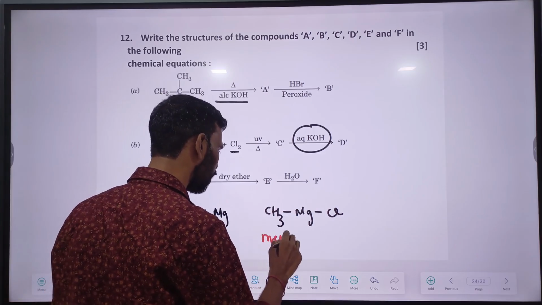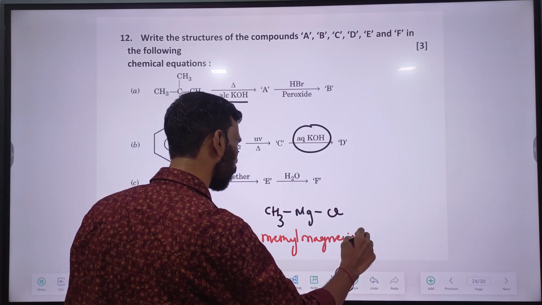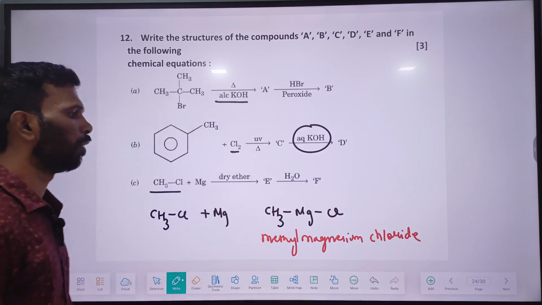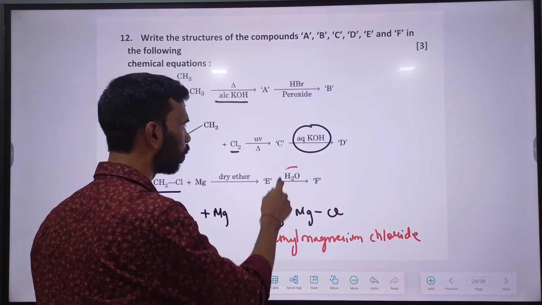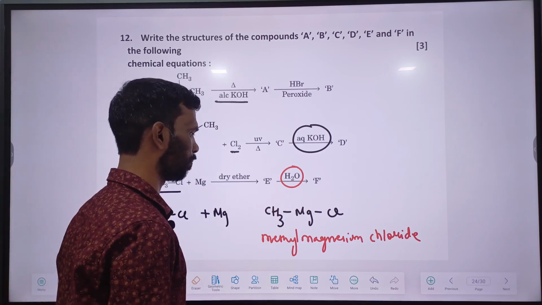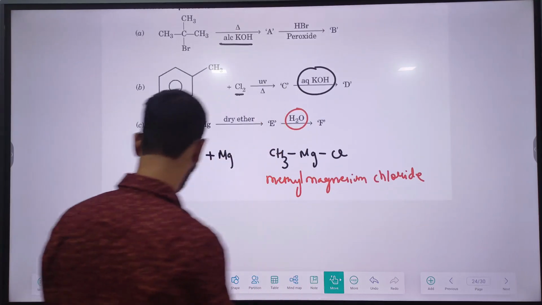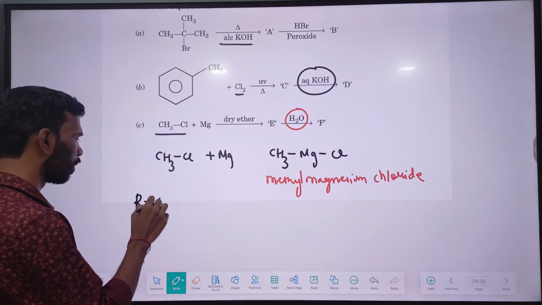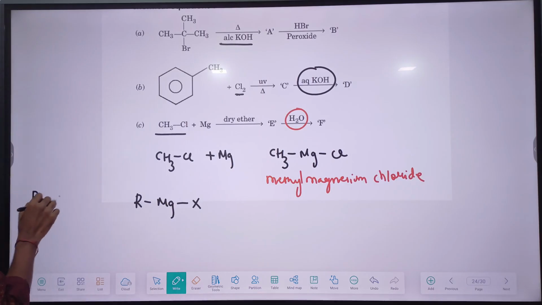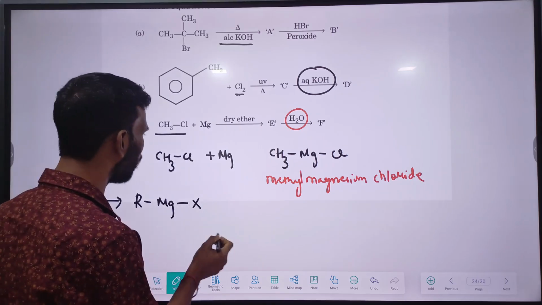Methyl magnesium chloride. And further, if you do the hydrolysis, this is the water you are adding. So I'll show you. RMgX is a general representation of the Grignard reagent. When you do this, you get the Grignard reagent.